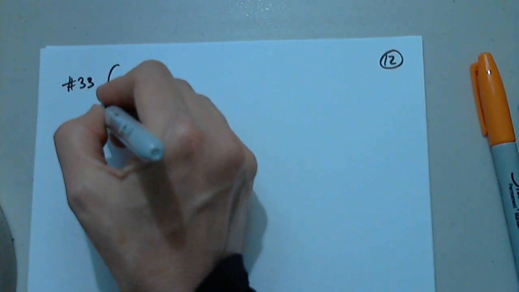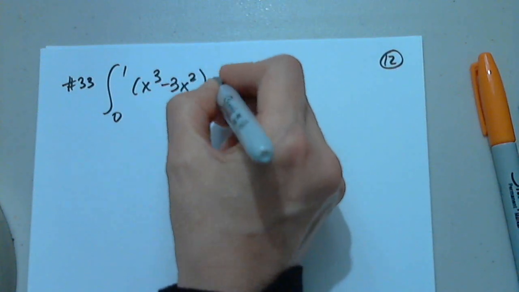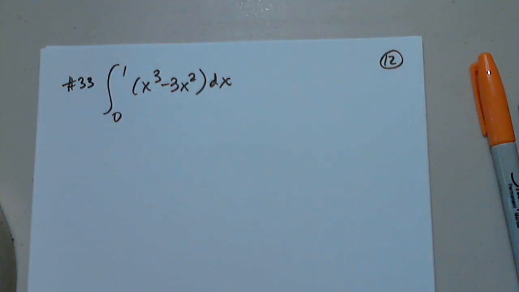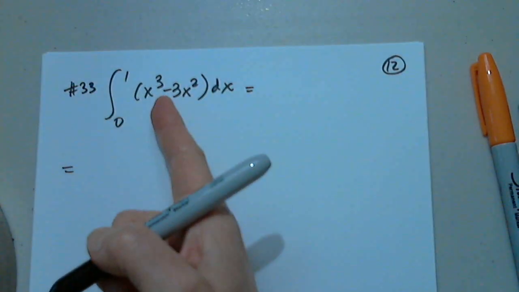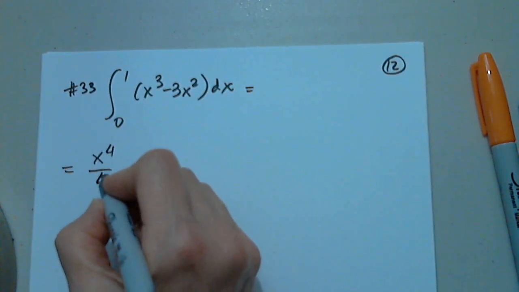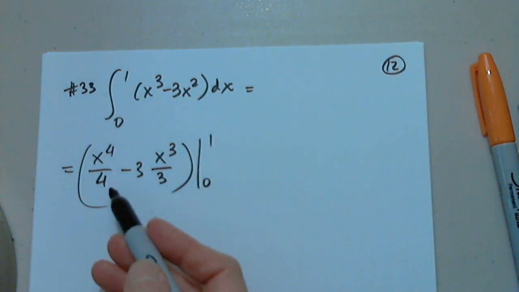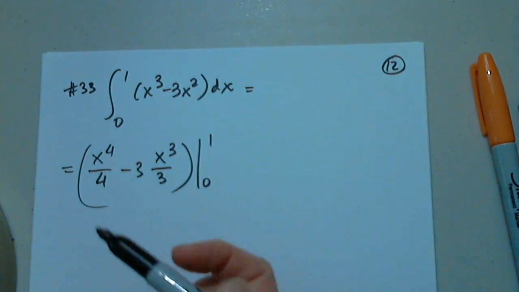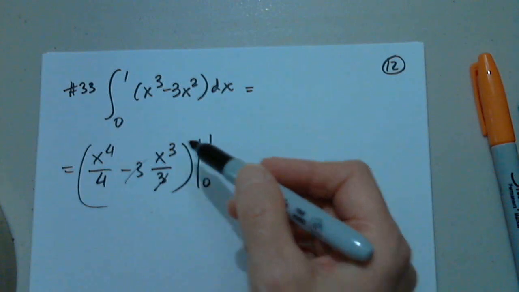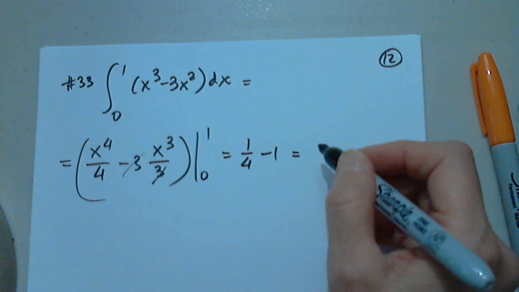33. Okay, we want to work on 33. Very good. And 33 is the integral from 0 to 1 of x cubed minus 3x squared dx. Good. So which function prime is x cubed? I know you're going to say x to the 4th over 4 minus 3x to the 3rd over 3. Luckily, I don't have to plug in 0. We always start with 1 first, but when I get to plug in 0, there is nothing because this is 0, this is 0. So when I plug in 1, I have 1/4 minus 1. And the answer is negative 3/4.